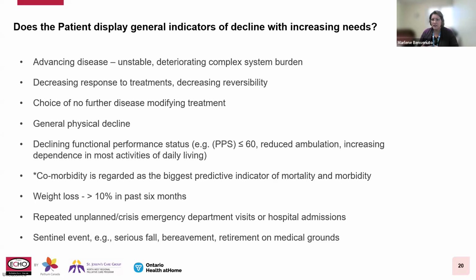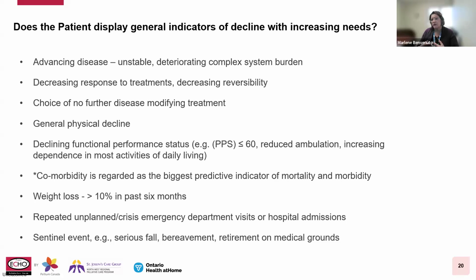If they have declining functional performance status, or their PPS is 60% or less, having reduced ambulation, an increasing requirement for someone to assist them with their activities of daily living. Do they have comorbidities? A lot of people, as they age, have more than one illness. Or the disease is developing, so now it's affecting more organs or systems. That's one of the bigger predictive indicators of mortality and morbidity.